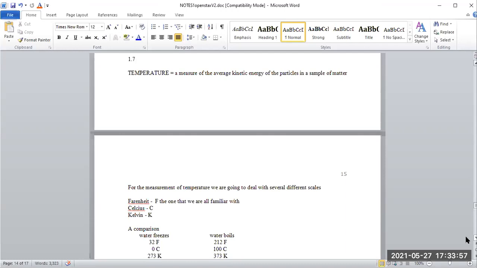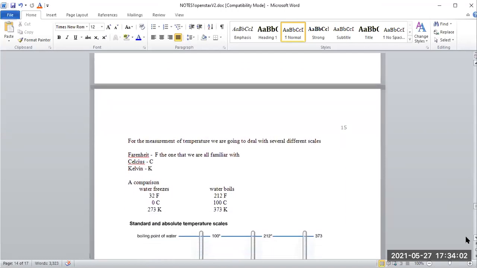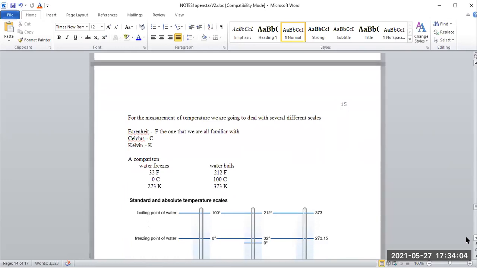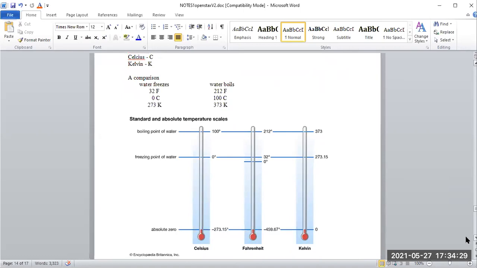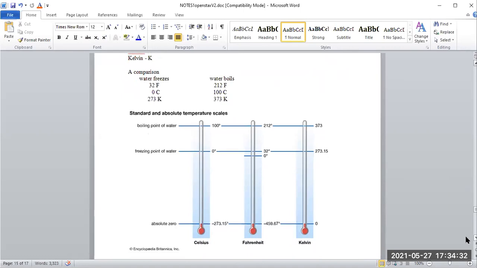Therefore, our creation of scales is actually something that's a human design. We have the one that we here in the US are kind of stuck on, which is Fahrenheit. We've got Celsius and we have Kelvin. All of them are sort of tied, however, to the concept of water boiling and freezing. And I found this little illo that I like the looks of.